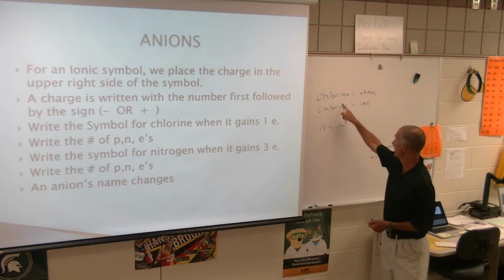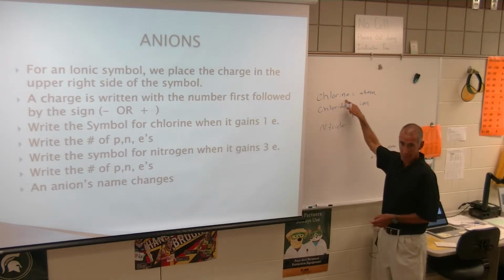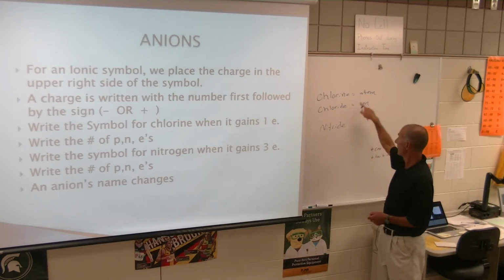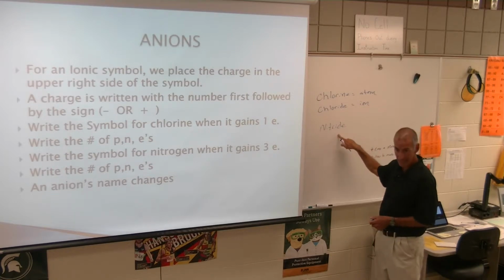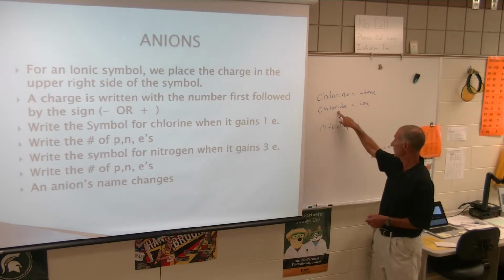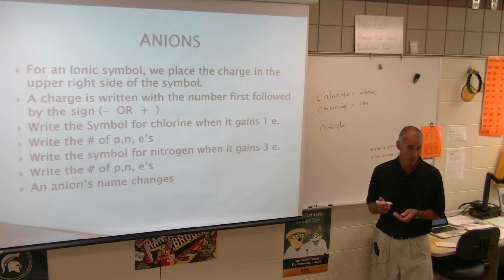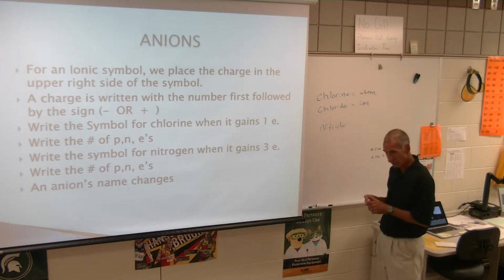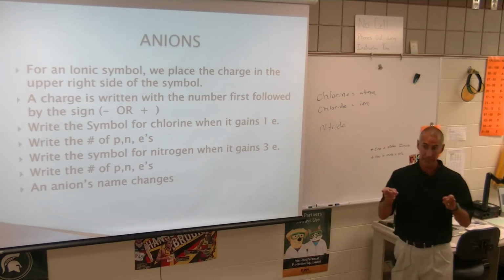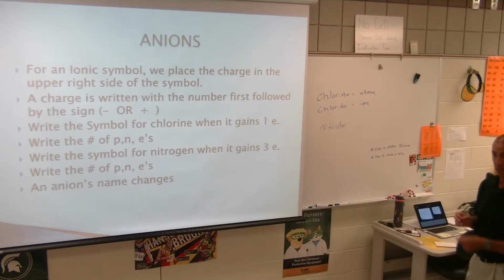Okay, so I need you to understand the name of the element is the neutral atom. The ending changes for an anion. So when you see chloride, nitride, fluoride, bromide, iodide, sulfide, that tells you, oh, that's an ion. So you have to be able to pick that up.